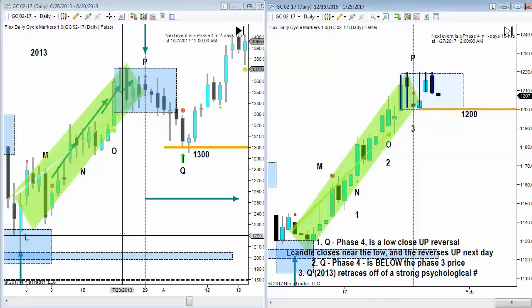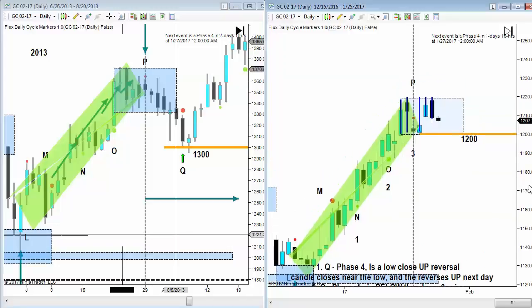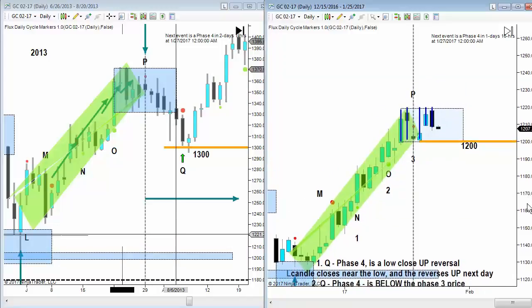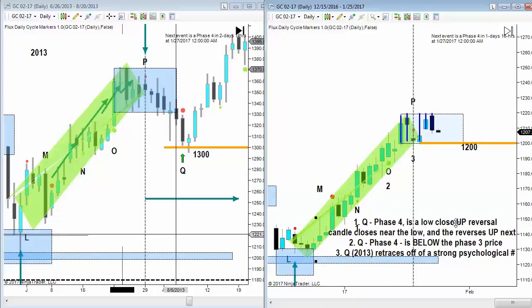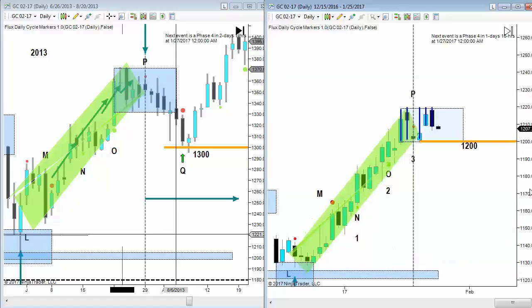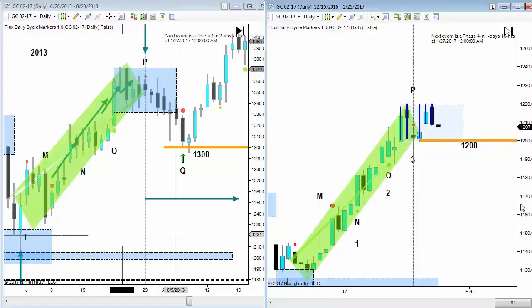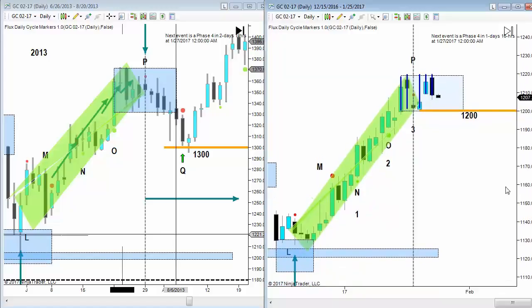What are the odds of that, do you think? What are the odds of us retracing to a psychological number that's off by $100, forgive me? They're pretty high against that we would see all of these patterns playing off of each other in this configuration with these kind of channels, with this consolidation, with the low at a phase 3 event, pulling back into a phase 4 to a strong psychological number. The odds of those things all occurring in sequence, one after the other, are pretty remarkable.